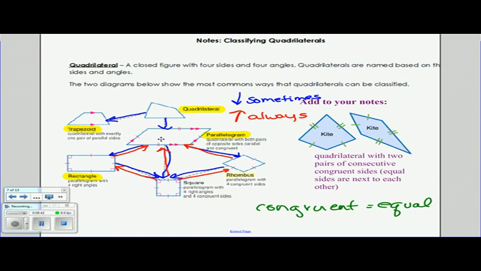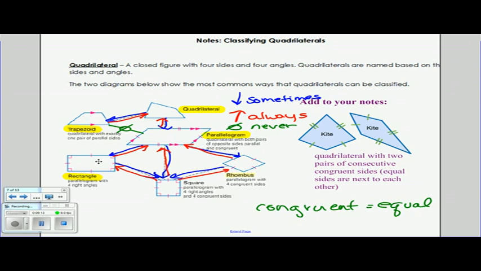Okay? A parallelogram is always a quadrilateral, and a trapezoid is always a quadrilateral also. Now, if there is no relationship, no line on this flow chart connecting two things, then that is a never relationship. Okay? So there is no line between trapezoid and parallelogram. That means that a trapezoid is never a parallelogram.